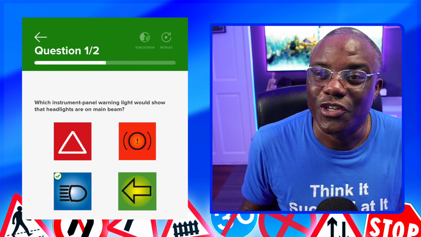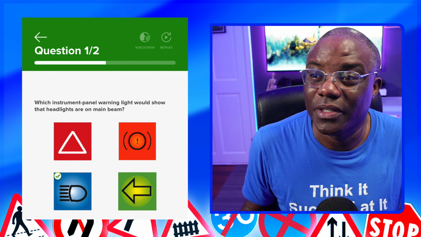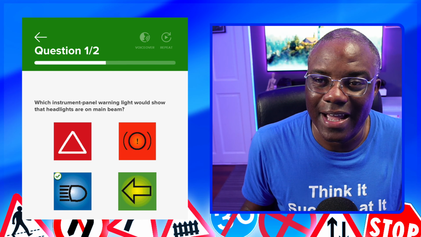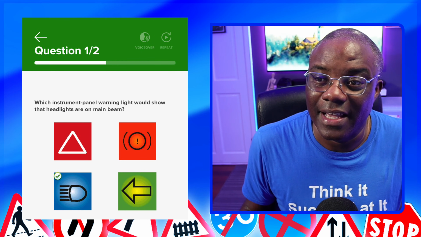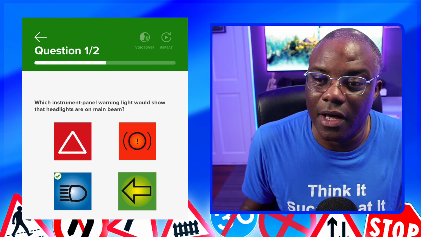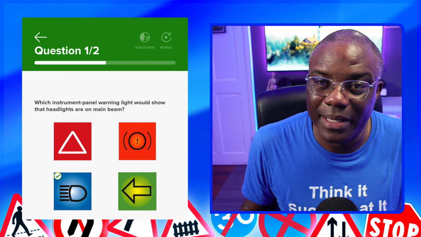Right, which instrument panel warning light should... Let's read that again. Dyslexia always kicking in at some point. Which instrument panel warning light would show that headlights are on main beam? I'm going to break it down. It reveals the answer already. That's your main beam. That's the brightest light.